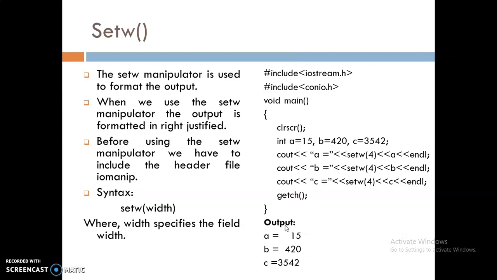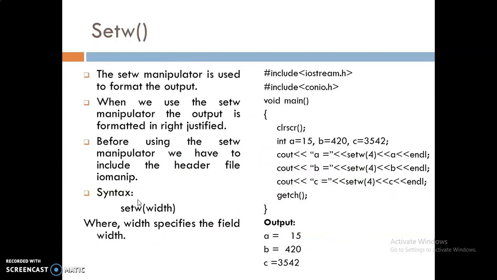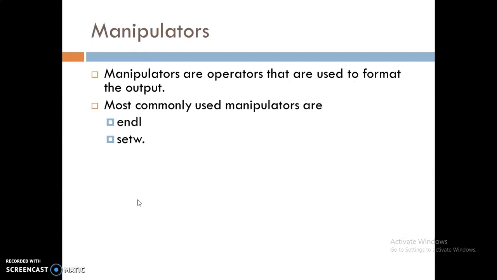Before using the setw manipulator, we have to include the header file iomanip. It means if you are interested to add this manipulator in your program, it is compulsory for the user to add the header file iomanip.h, and this is the syntax where width specifies the field width. I hope it is clear to everyone how to use these manipulators, endl as well as setw. These all are part of manipulators.